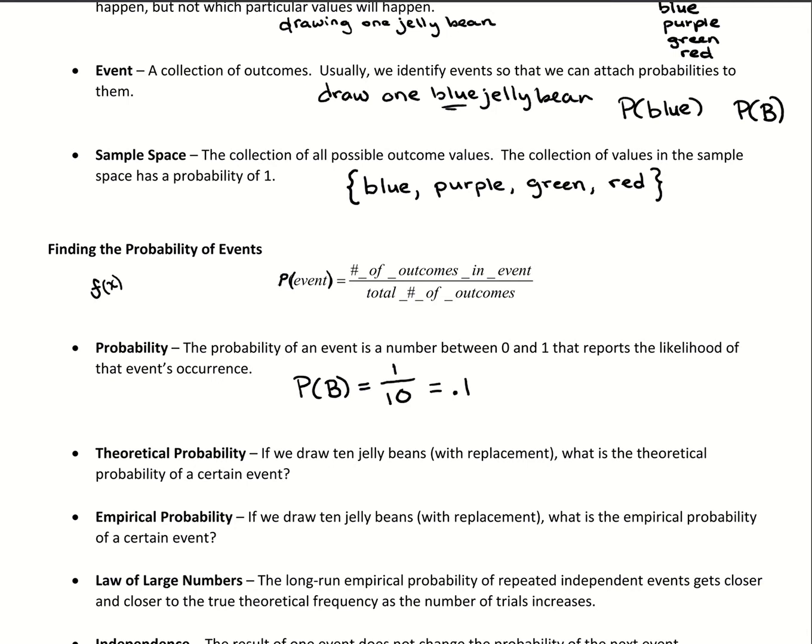0.1. In calculations of probability, we keep values in decimal form throughout calculations, but when we go to make a sentence, we like to state it as a percentage, because that's how we speak more often. So we could say the probability of drawing one blue jelly bean is 10%. So just change it to a percentage there.